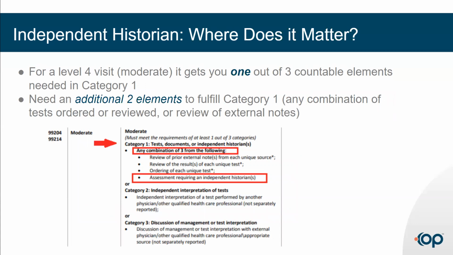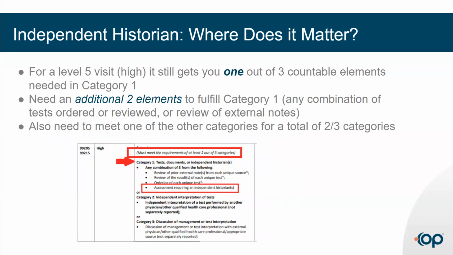In order to get to a level 4 visit or moderate based on data reviewed, it gets you 1 out of the 3 countable elements needed in category 1. You still need an additional 2 elements to fulfill that category, and that can be from any combination of tests ordered, tests reviewed, or a review of external notes.